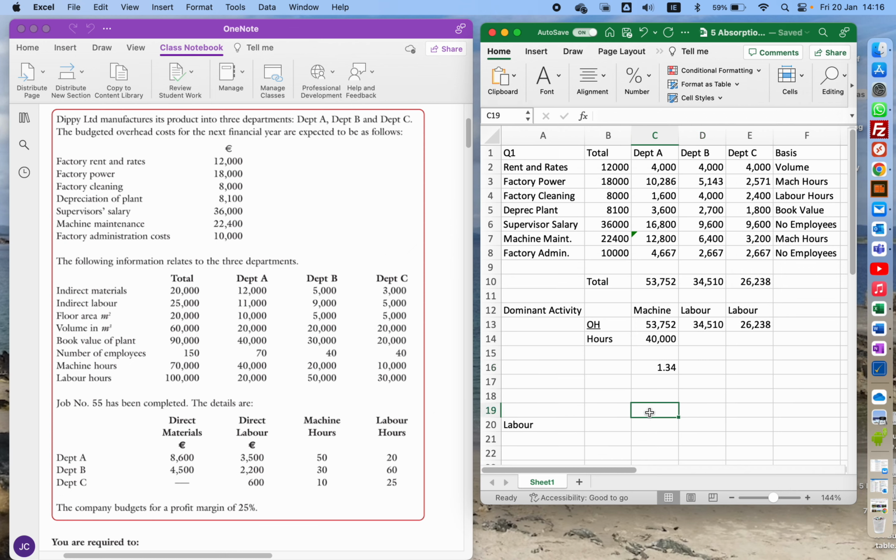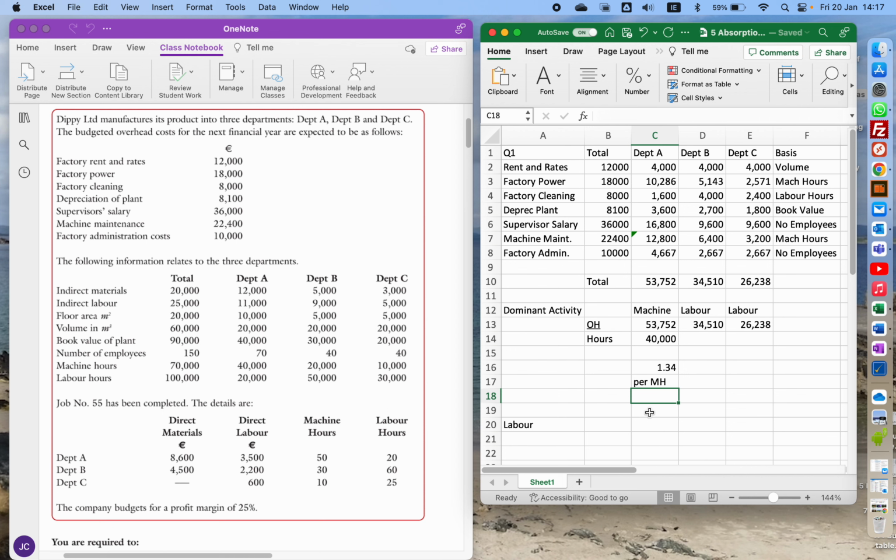Okay, so that means it's €1.34 per machine hour. So what that means is, if I'm pricing up job number 55, what we have at the bottom of the question, whatever number of machine hours I have in that department, I'll multiply that by 1.34, and that will give me the share of department A's overheads that I'm going to attribute to this particular job number 55.